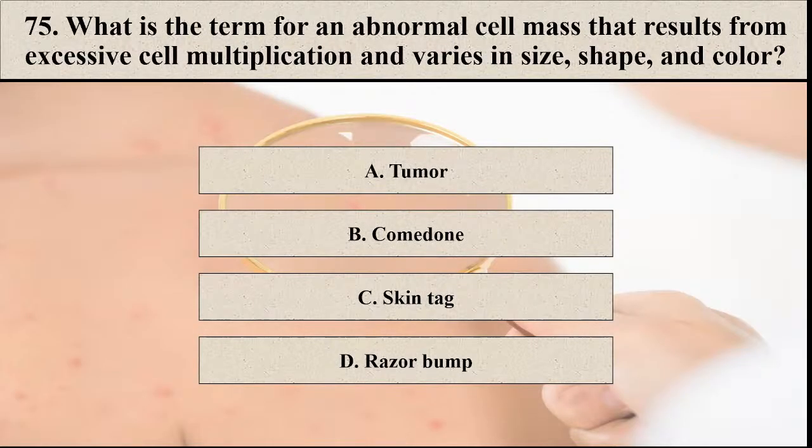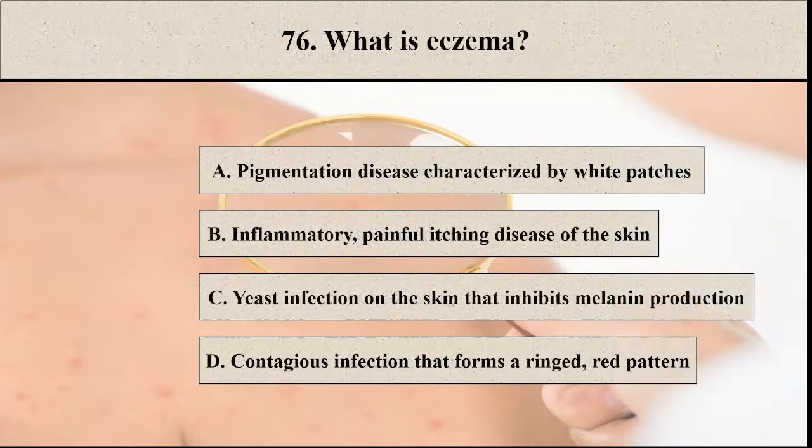What is the term for an abnormal cell mass that results from excessive cell multiplication and varies in size, shape, and color? Is it tumor, comedone, skin tag, razor bump? If you chose A, tumor, you are correct.